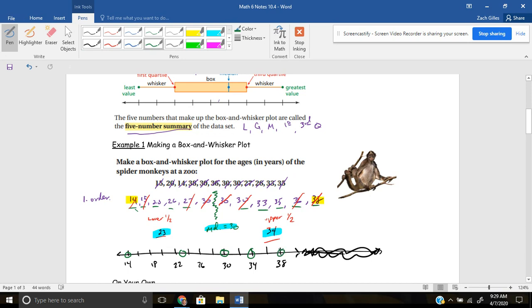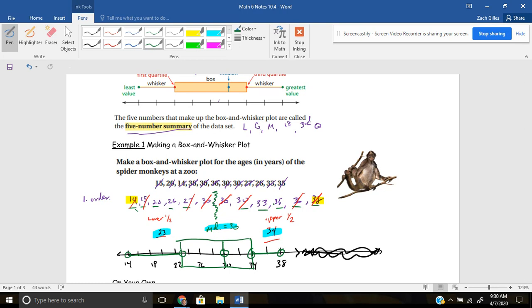Okay. The middle 3 I box. So here's one end of my box, my first quartile. The other end of the box would be my third quartile. And then I also put a line down my median. So there's the box of the box and whisker plot. And then I connect the first quartile and the least value with a whisker. And the same on the other end. Third quartile goes to the greatest value with another whisker. And there you have it. There is your box and whisker plot.